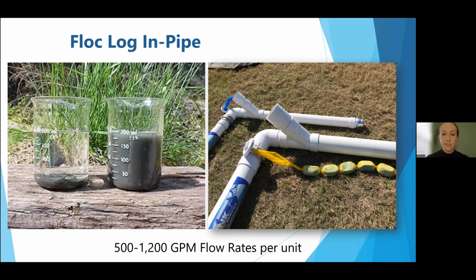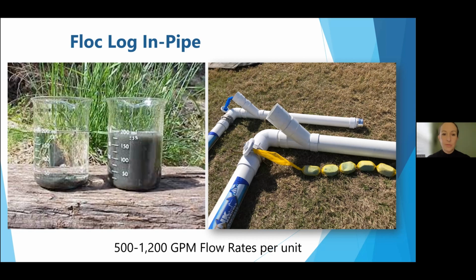Usually a single pipe system is not going to do much more than 1,200 gallons per minute. So when we're doing really large flows, what we'll often do is link these systems together and treat higher flow rates. So we've done projects that are upwards of 10,000 gallons per minute, but you'd typically be using multiple of these different treatment systems.